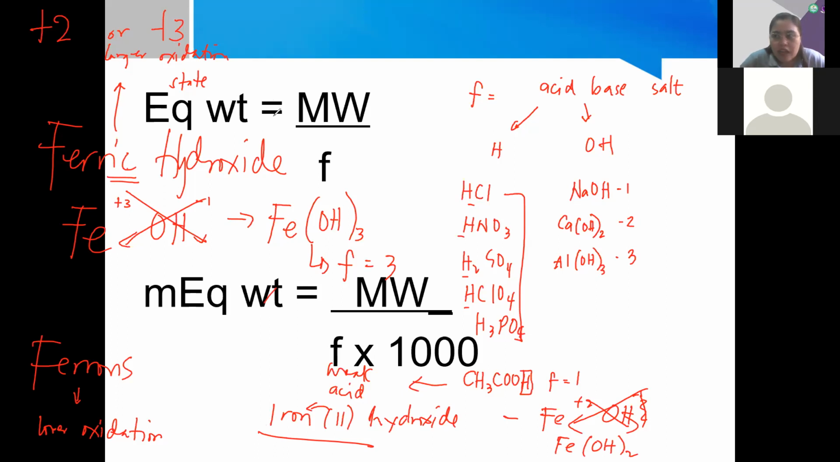But if the common name is used, this is what we use, the ones ending in IC and OUS. So do not forget that if the name of the element ends with IC, it means it will have the larger oxidation state. And then the OUS will have the lower oxidation state. Okay?